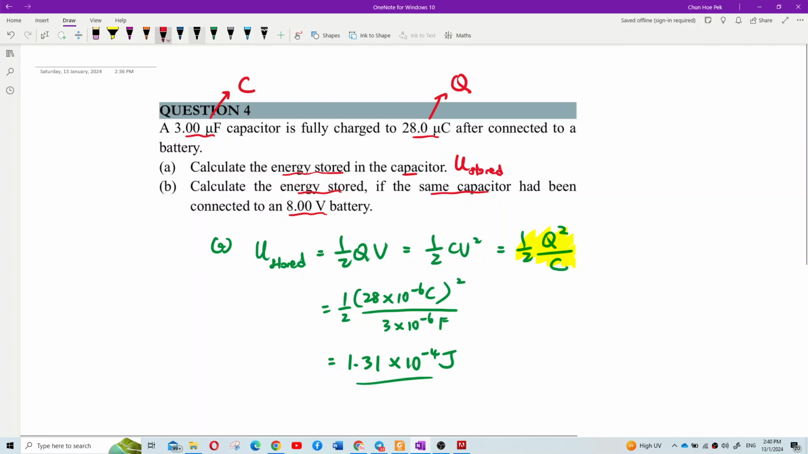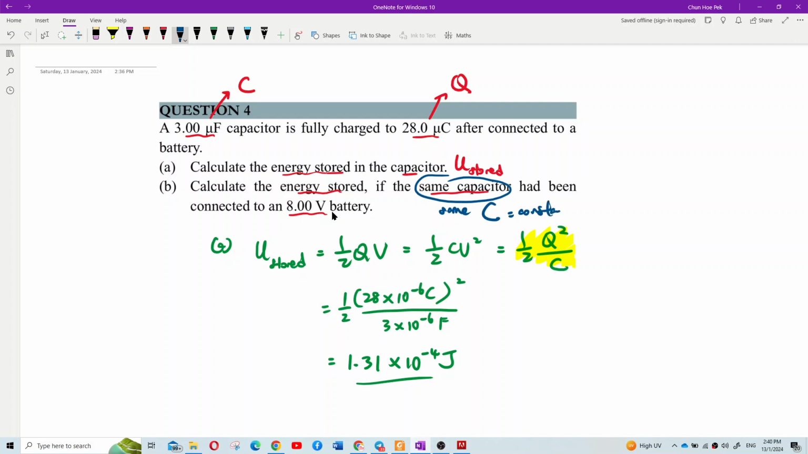So what formula should we use to find the energy stored for question B? It says same capacitor, that means it uses the same C. The C value is constant, but different voltage, that means V is different. Only the C is constant because we are using the same capacitor.